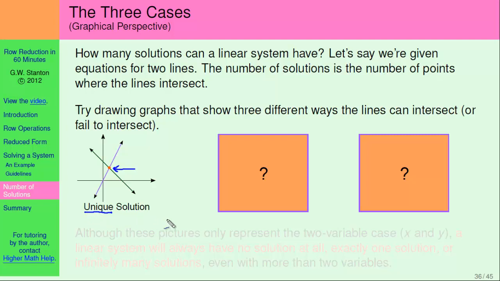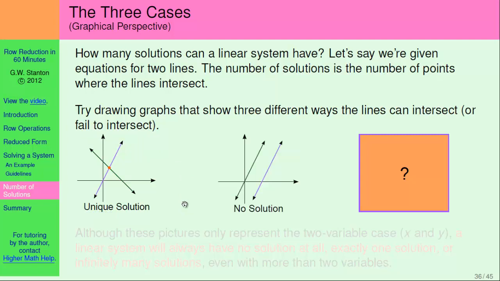The next case is maybe a little less obvious, but there was a hint. Remember, we said the lines could fail to intersect. So how would that happen? They could have the same steepness or slope. In that case, since they don't intersect, there are no points on both lines, and we have no solution. What about the third case? This is probably the least obvious, but let's see.